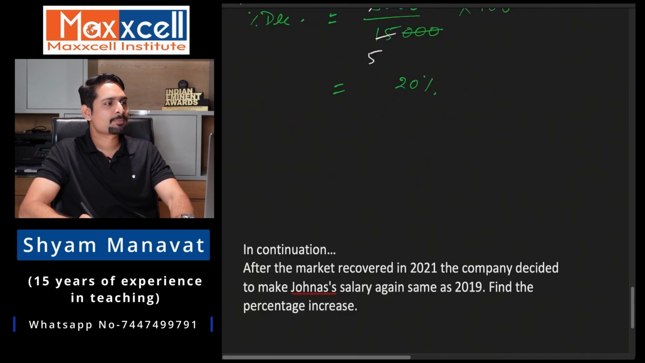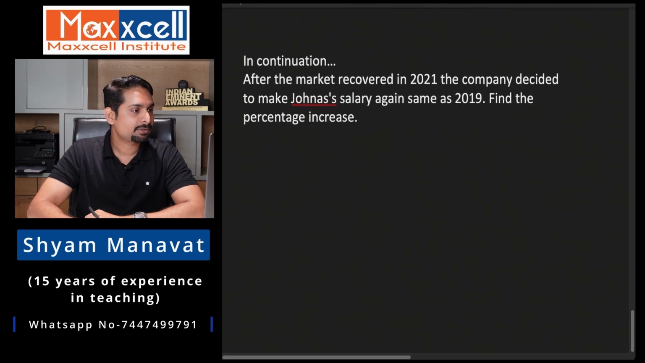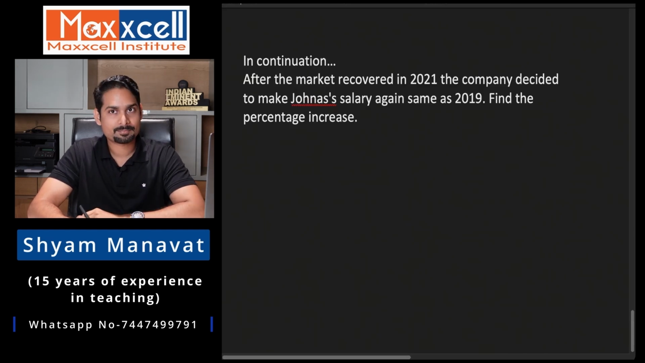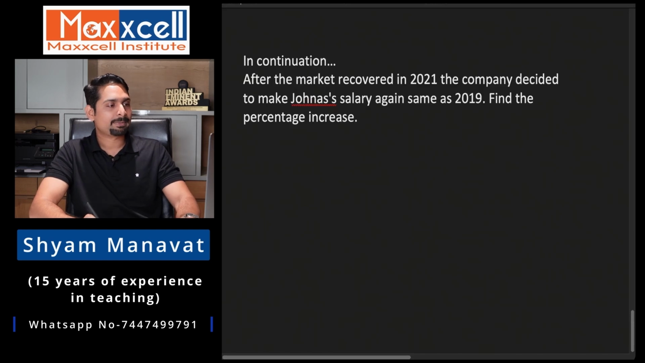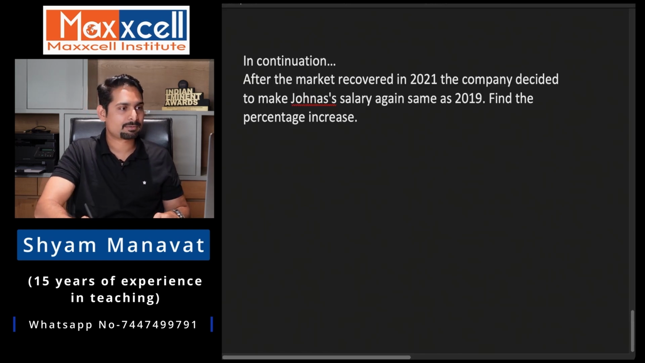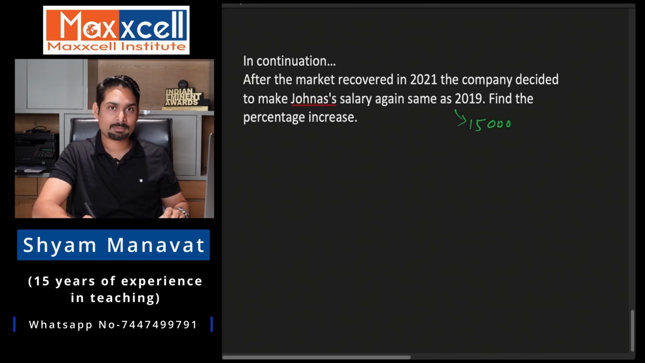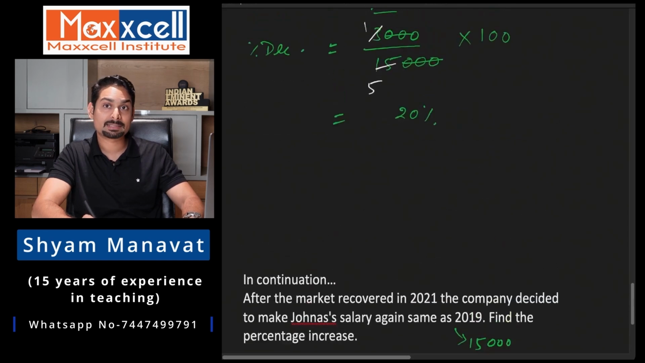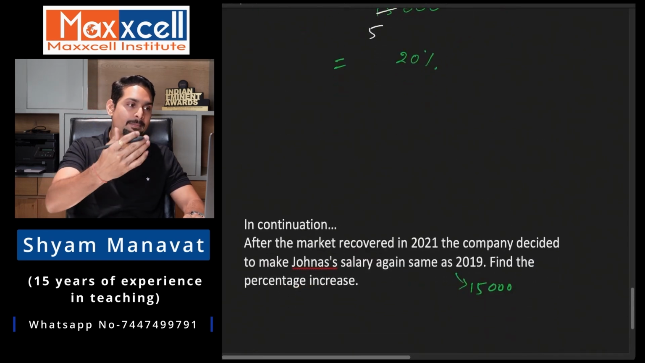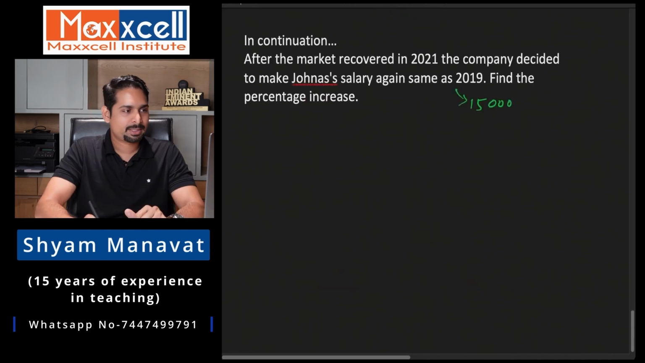Next example. In continuation, after the market recovered in 2021, the company decided to make Jonas' salary again the same as 2019. Find the percentage increase. So in 2019 what was the salary? The salary was 15,000. And after decreasing, the salary became 12,000. In continuation, you can take the reference of the previous question.